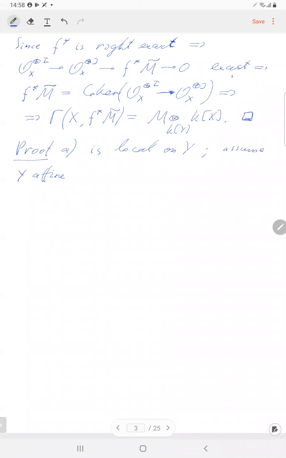Well, I just say that the global sections of this, so certainly the pullback of M tilde being this co-kernel is a quasi-coherent sheaf. Okay, now we only want to identify this quasi-coherent sheaf. The quasi-coherent sheaf on an affine variety is identified by its global sections, and the global sections are just like this, the extension of scalars of the original module M. Okay.